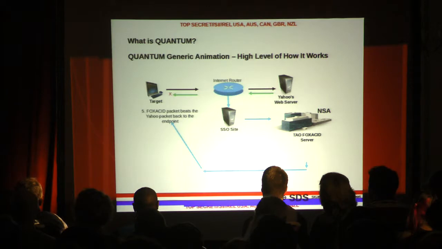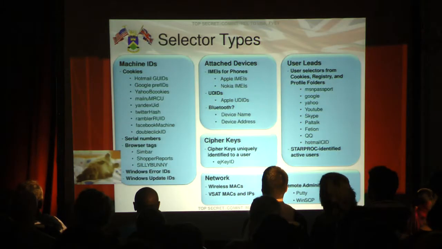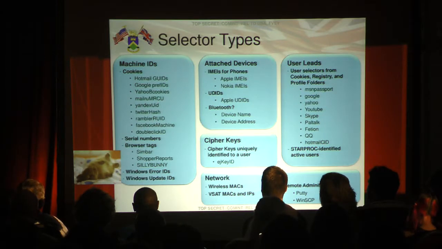This packet injection will exploit some sort of vulnerability in browsers and implant the malware. And this is quite scary. So you might be asking, millions of computers, maybe they're doing some sort of targeting, like targeting people that they think are suspicious. So what would they be using for targeting?